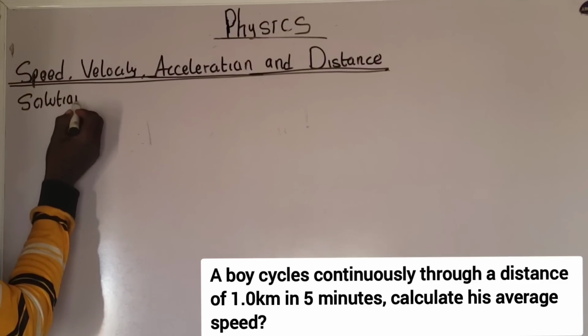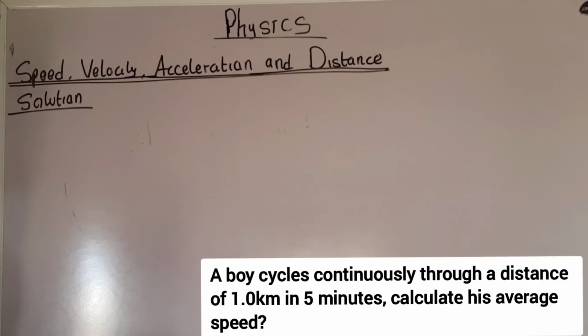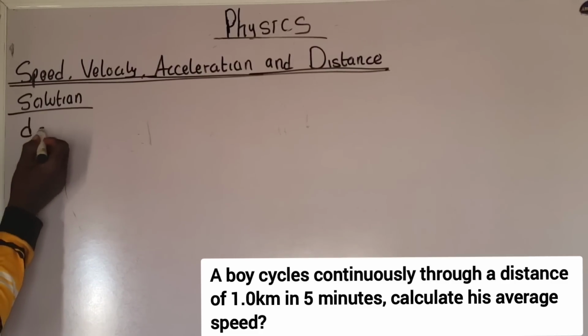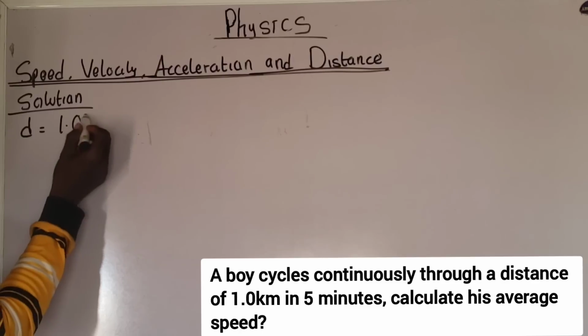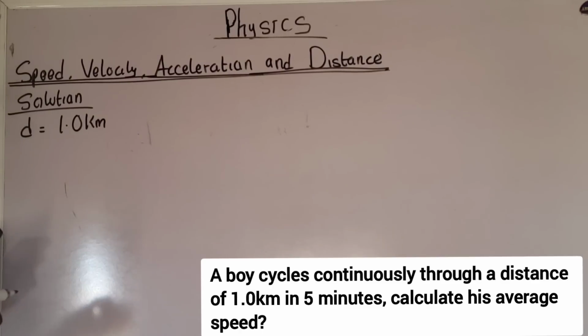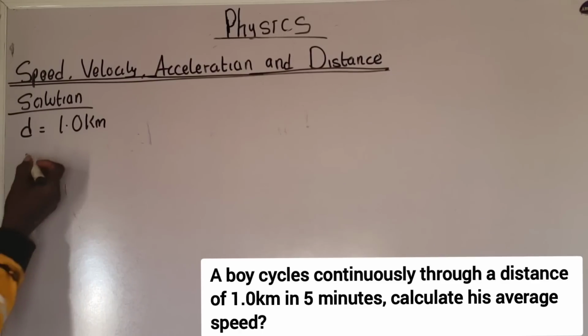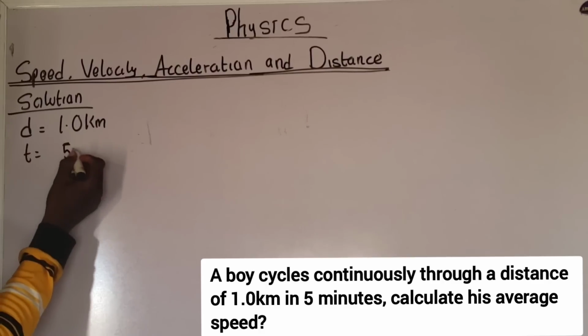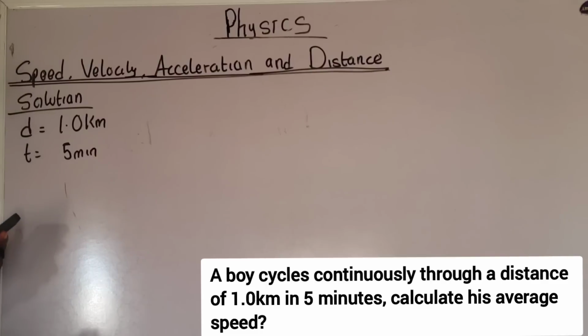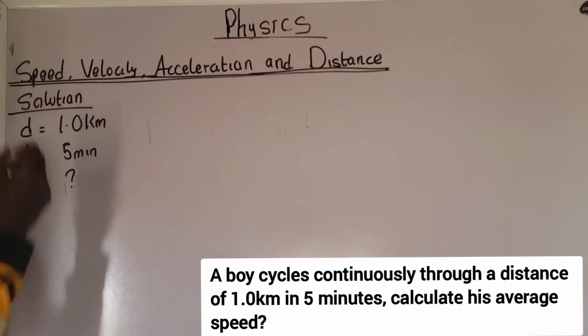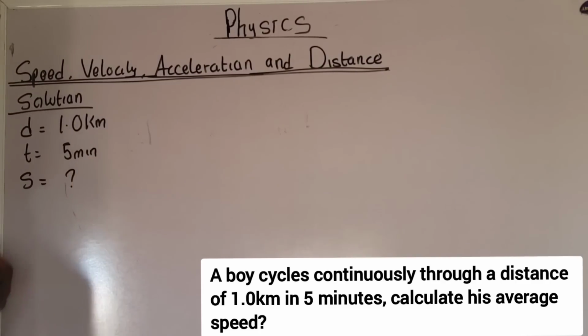Please just pay attention. Let's start by writing out the information and parameters given in the question. We are given that the boy cycles continuously through a distance of 1.0 kilometer. That means distance equals 1.0 kilometer. In 5 minutes, so the time is 5 minutes. We are asked to calculate his average speed. Speed equals, we don't know it. Now, how do we determine the speed?